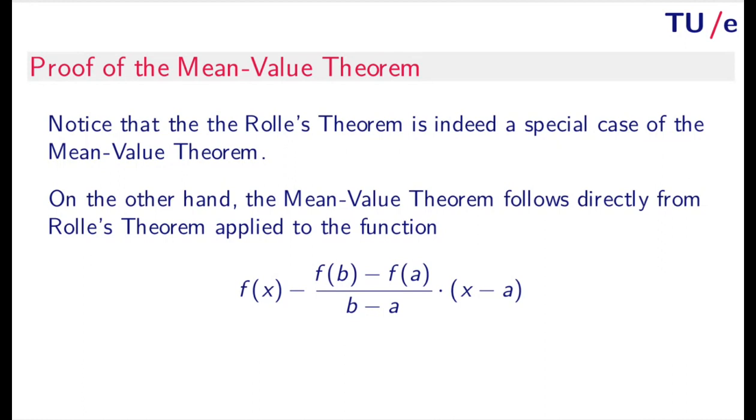This new function takes in a the value f of a. In b it takes the value, just plug b into this formula, f of b minus f of a, and that will be exactly f of a again. So we do have the property that is required for Rolle's theorem. And then it's just an easy consequence that you can do yourself to find out that the mean value theorem is a result of this.